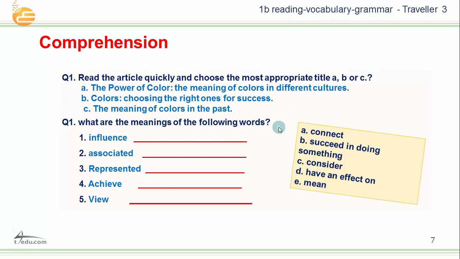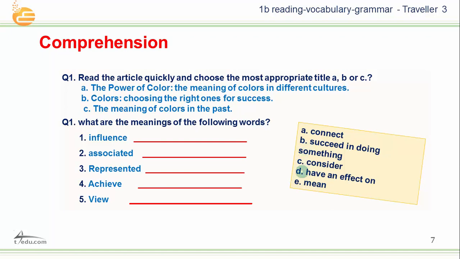Now we have a matching question, which is from 1 to 5. We have influence, associated, represented, achieve, and view. And these words are taken from the reading. And to the right in the box, we have A to E. A, sorry, connect. B, succeed in doing something.